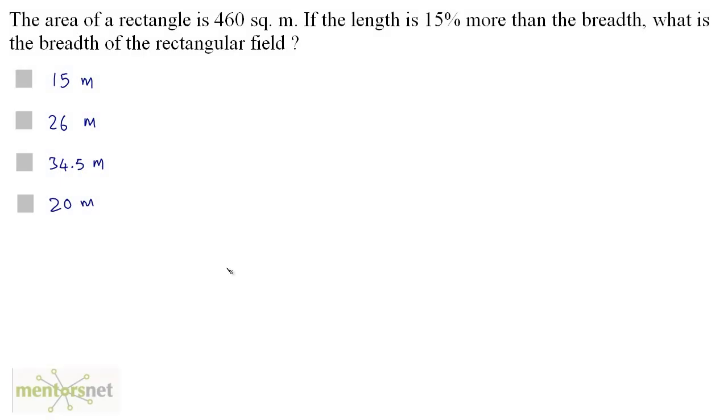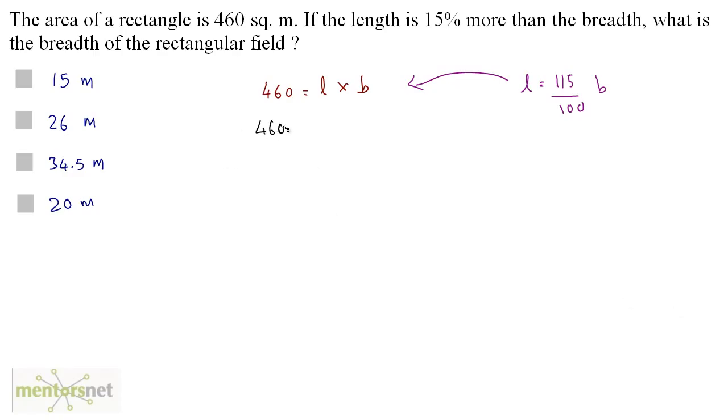The area of a rectangle is 460 square meters. If the length is 15% more than the breadth, what is the breadth of the rectangular field? So area is equal to length into breadth. So we have 460 is equal to length into the breadth. Now we have been given that the length is 15% more than the breadth. So length is equal to 115% of the breadth. Now put this value of L in this equation and we can get the value of B.